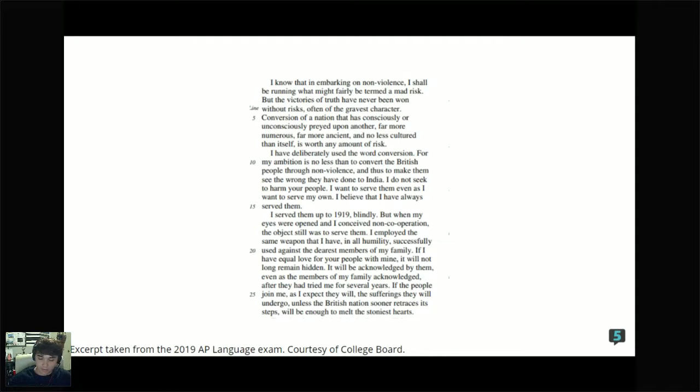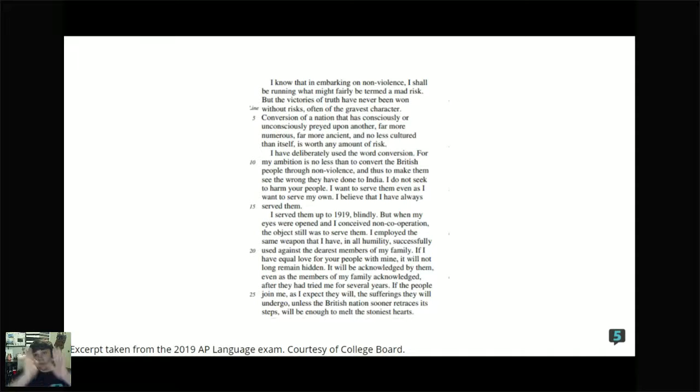I remember reading this. It's a really interesting piece, and I encourage you guys to go onto the College Board website and read the entire essay. This is just going back to that idea of nonviolence. He even goes on to say the sufferings they will undergo, unless the British nation sooner retraces its steps, will be enough to melt the stoniest hearts.